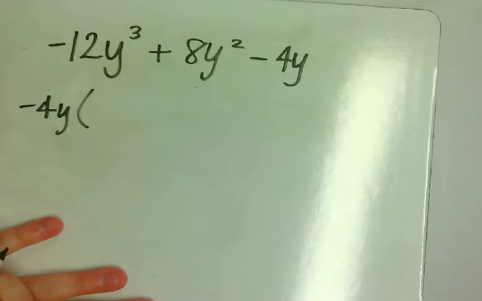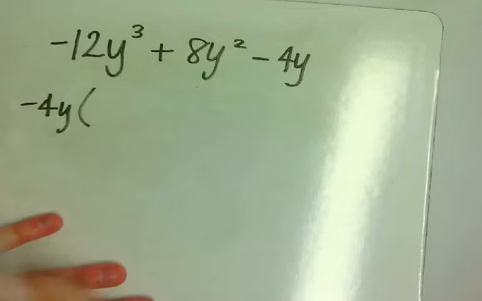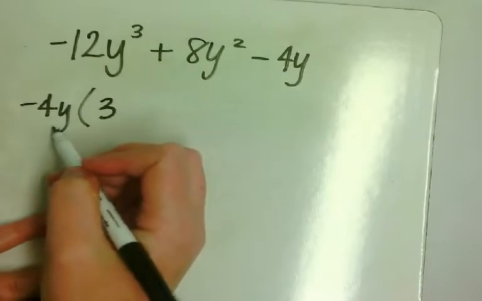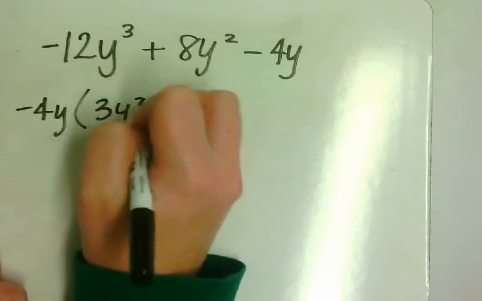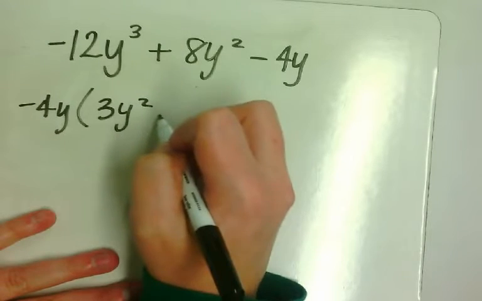So look at it one term at a time. Negative 4 times what is negative 12? 3. And then we went from y to y cubed, so good. Y squared. Negative 4 times what is 8?